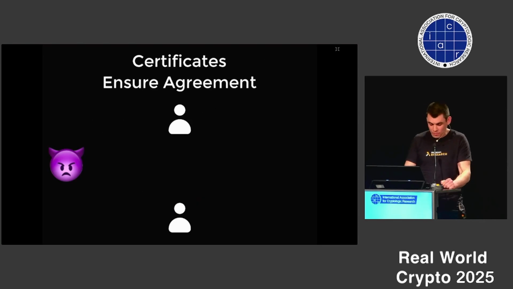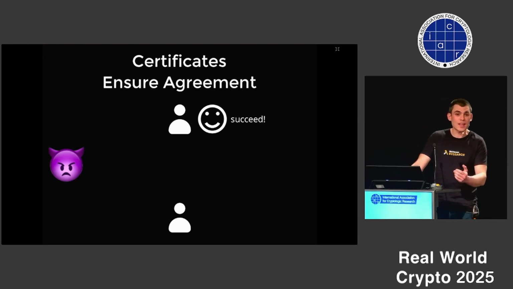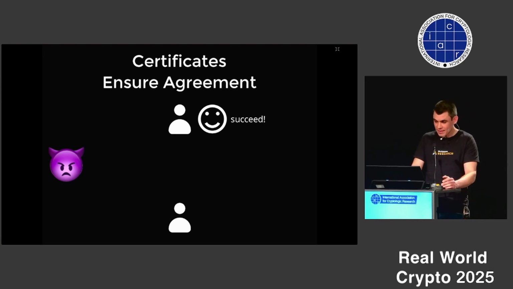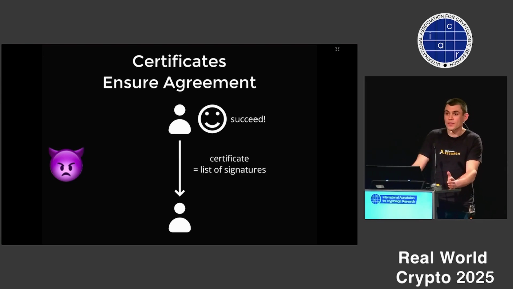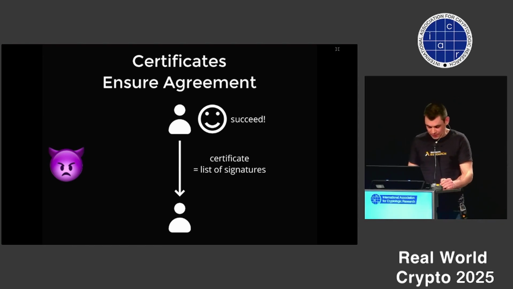What about the agreement property? From the protocol description, we can see that whenever a signer's EQ succeeds, they've collected signatures from all other signers, and we call this list of signatures a certificate. And that certificate can be sent to another signer to make them succeed too. And fortunately, this satisfies exactly the agreement requirement that we need.